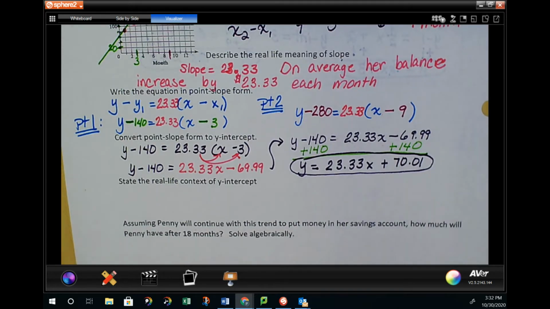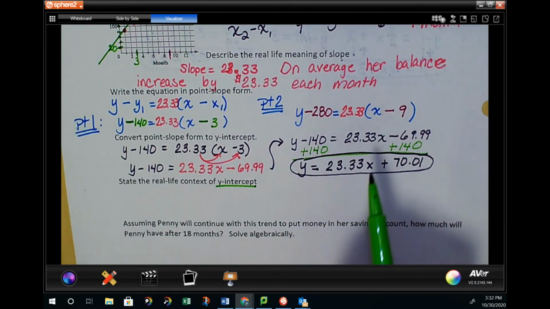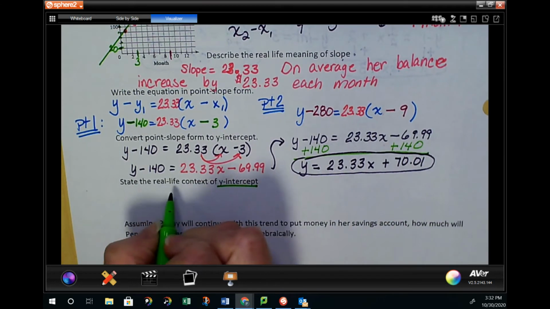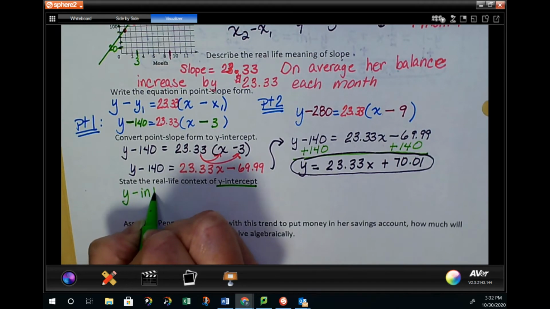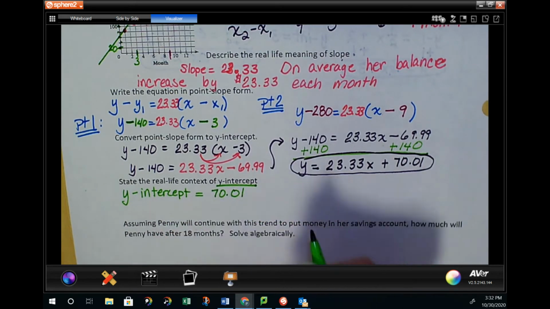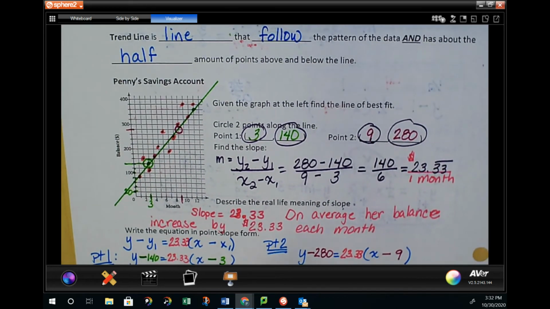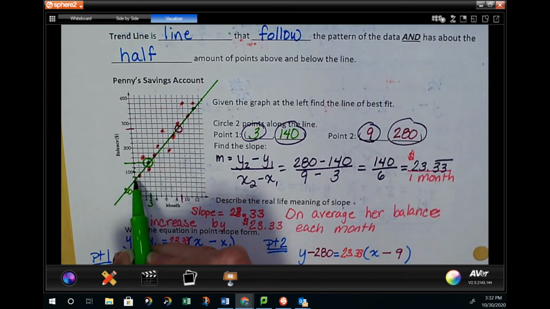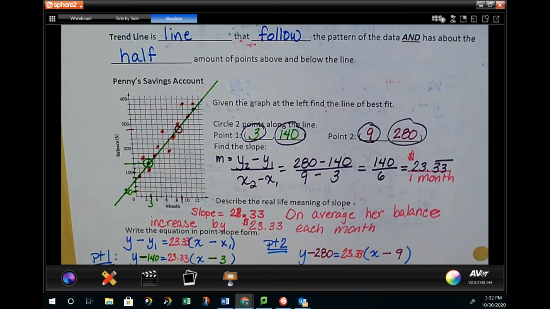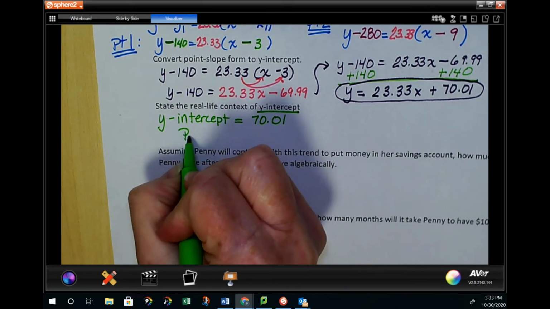Okay, so the y-intercept. The y-intercept in this case, first of all, we got to figure out which one of these numbers, 23.33 or 70.01, is your y-intercept. So in this case, the y-intercept is going to be 70.01. And so this means that Penny, because we're talking about Penny's savings account, when she started her savings account, that number on the y-axis means that she started her savings account at $70.01.